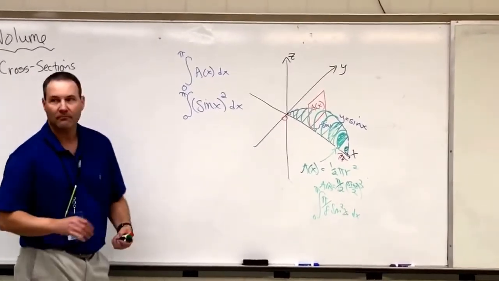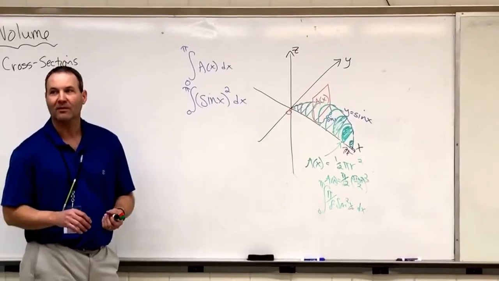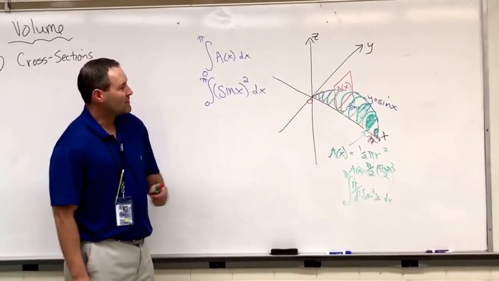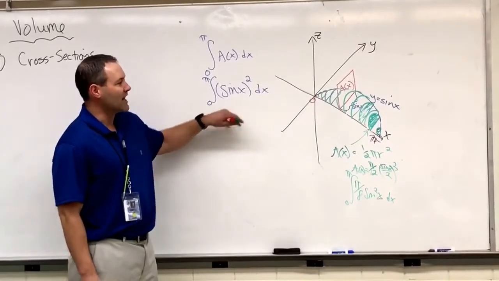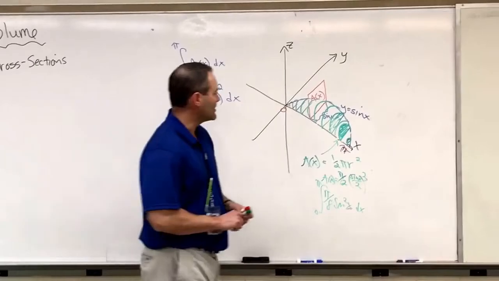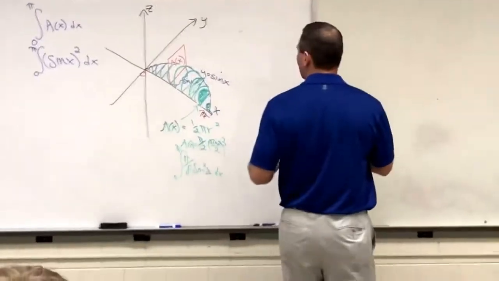I figured out my calculator was in degrees, that's why it wasn't working. Oh, nice. Okay, so that's one type of volume, cross section. Let's say I'll do one more example.